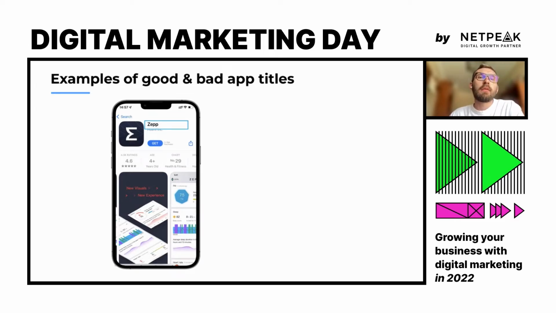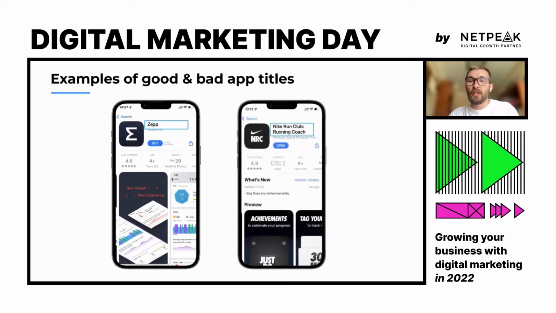So it's not only important for us to understand what this application is about, but it's also, of course, important for Apple to understand and to show this application by some specific keyword. So it's a bad example, and a great example is Nike Running Club, running coach. I just want to repeat that we have a brand name and some specific category keywords.